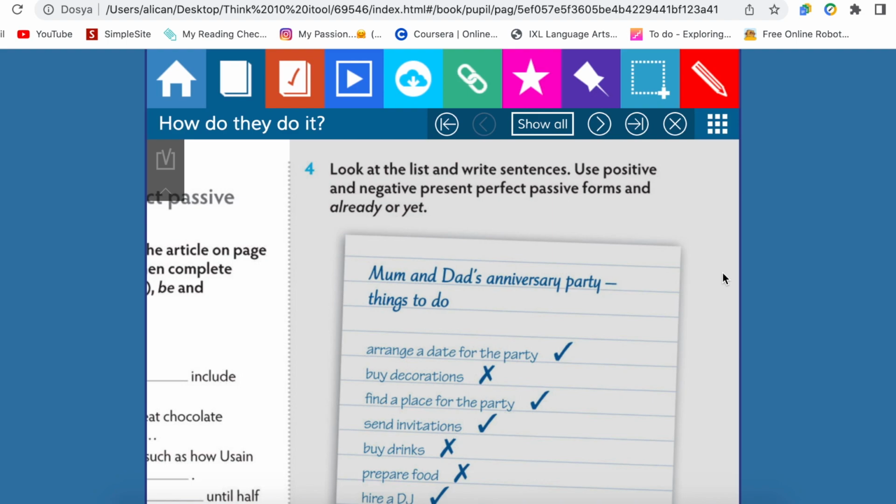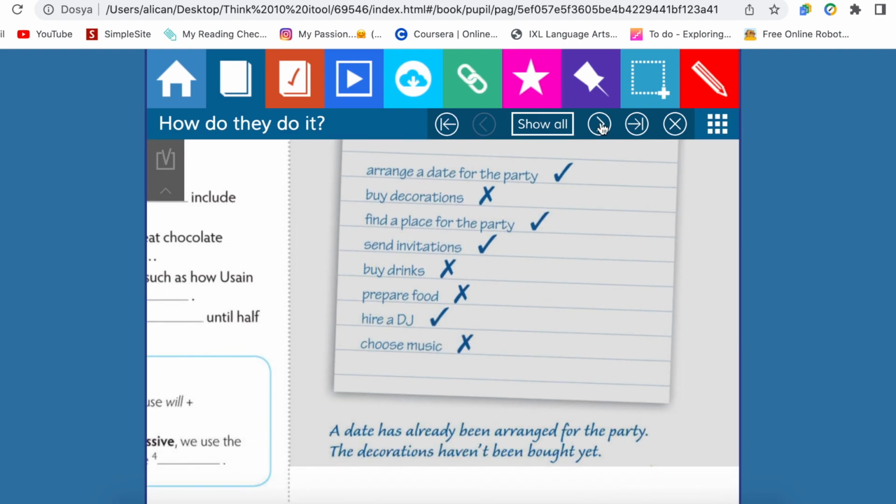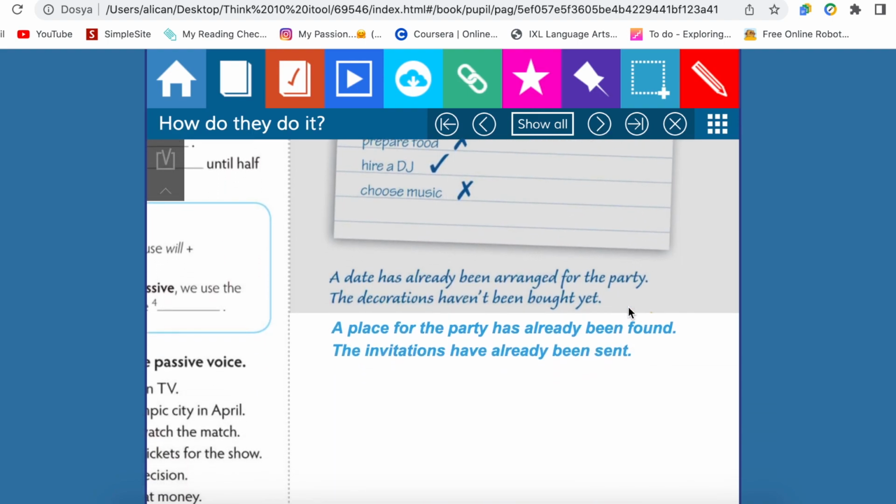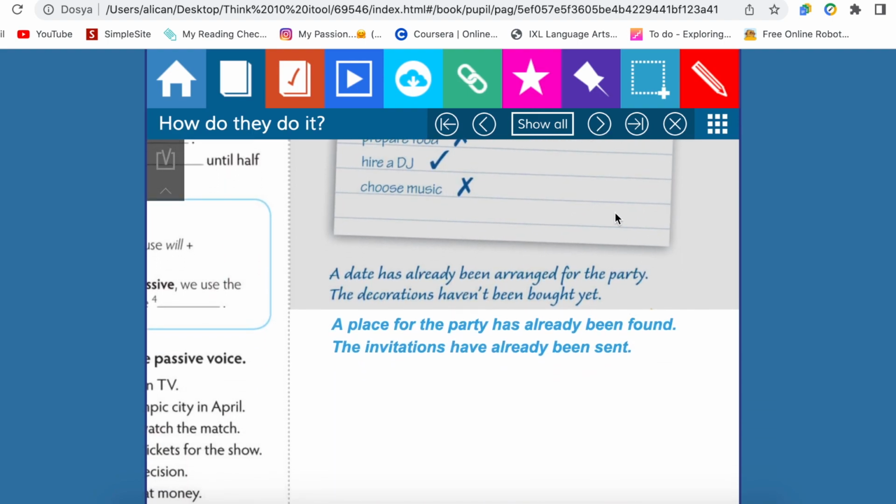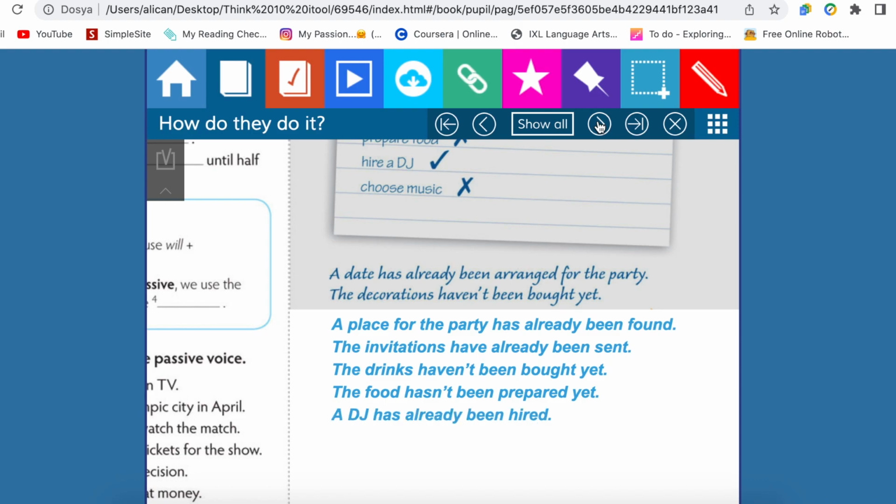A place for the party has already been found. The invitations have already been sent. The drinks haven't been bought yet. The food hasn't been prepared yet. A DJ has already been hired. The music hasn't been chosen yet. Yeah, that's all. Here are the answers.